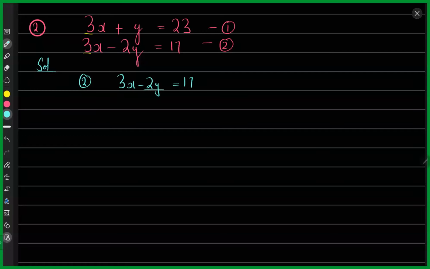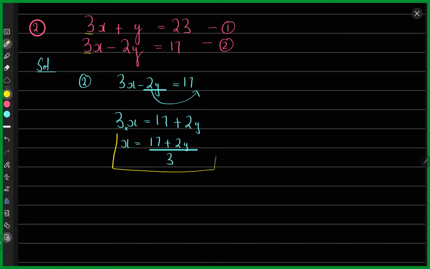So I'll take this on the other side. Here it's being subtracted, so it would be added here. 3x equals 17 plus 2y. Next, 3 and x are being multiplied, so I'll take 3 on the other side, and this would give me 17 plus 2y, and it is being divided by 3. So this is the value of x in terms of y. Next, I need to use this value of x over here, just so the entire equation has y only. You will understand this in a minute, okay?